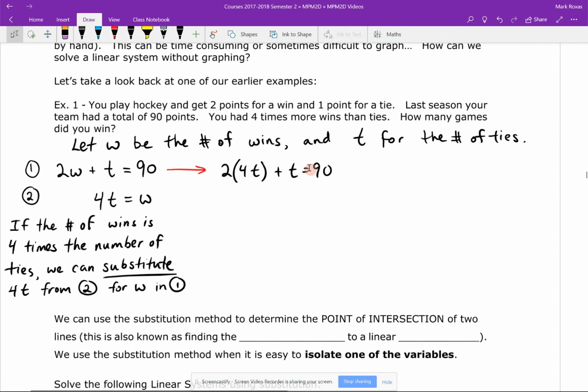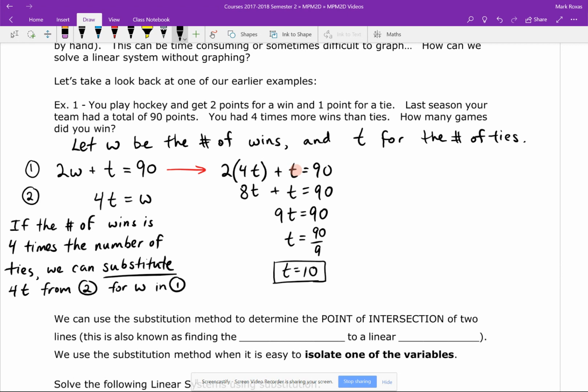So let's simplify this a little bit. 2 times 4t is 8t plus t equals 90. And then if I collect like terms, these are like terms, add their coefficients. So 8 plus the invisible 1 is 9. So 9t equals 90. And if I solve for t, divide both sides of the equation by 9. So 90 divided by 9. And so t is equal to 10. Okay, t is equal to 10. So the number of ties is equal to 10.